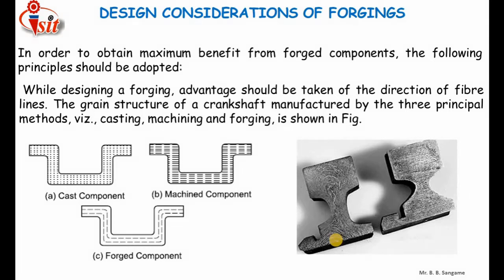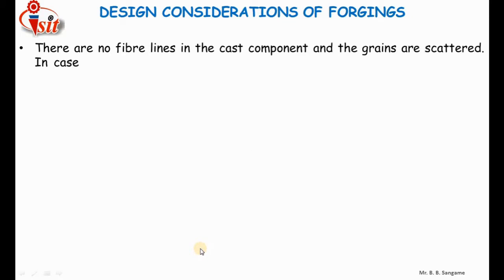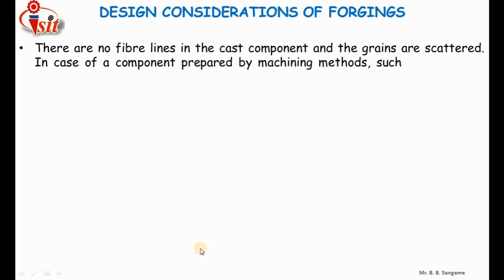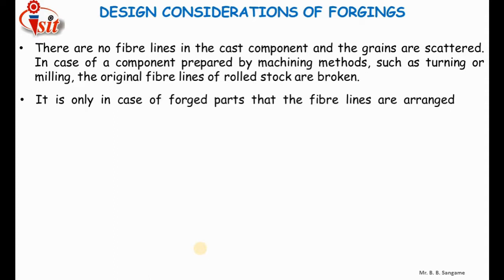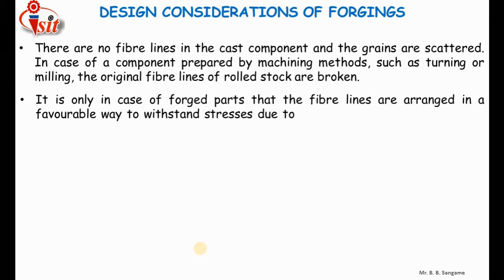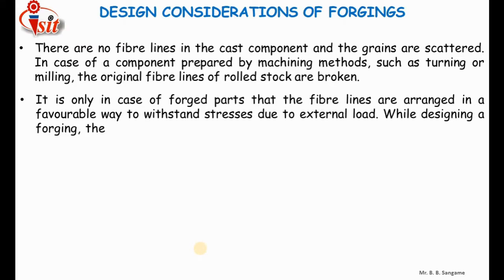The grain structure of a crankshaft manufactured by three principal methods: here you can see the grain structure of the cast component, machined component and forged component. There are no fiber lines in a cast component and the grains are scattered. In a component prepared by machining such as turning or milling, the original fiber lines of the rolled stock are broken. It is only in forged parts that the fiber lines are arranged in a favorable way to withstand stresses due to external load.